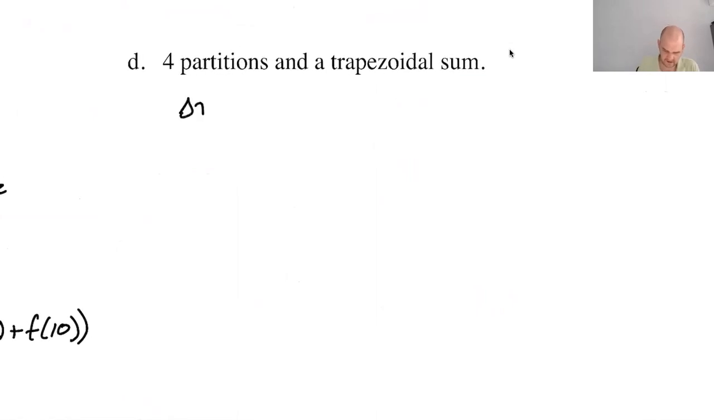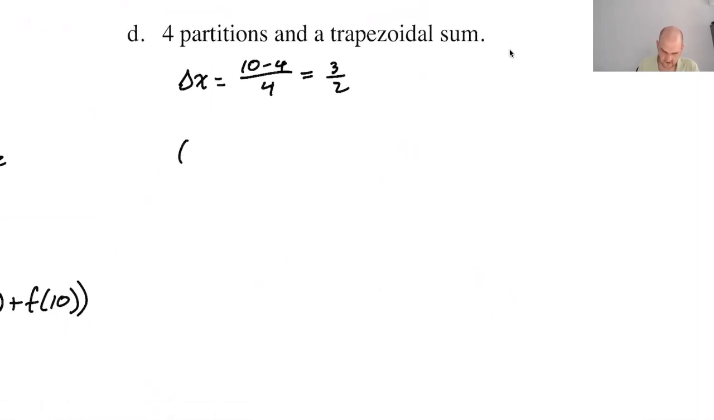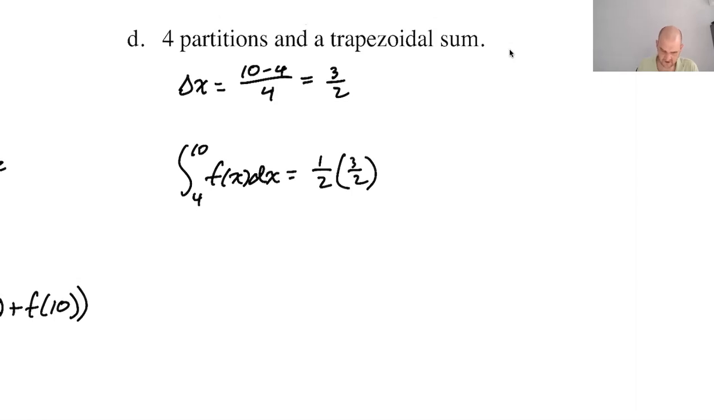All right, delta x. I'm gonna do this one without writing as much. 10 minus 4 divided by 4 is 6, so it's 3/2. Gross. So the integral from 4 to 10 of f of x dx is 1/2 because trapezoids, 3/2 because that's the height of each of them.